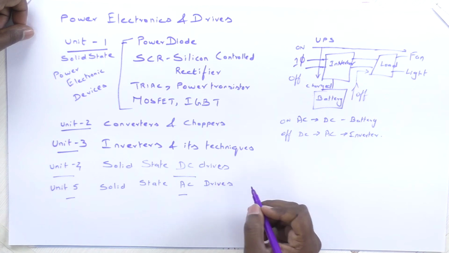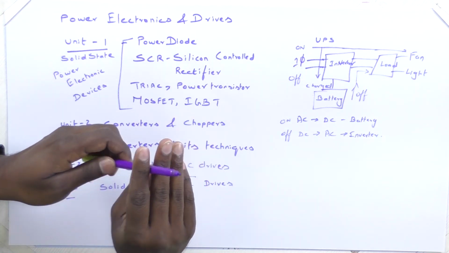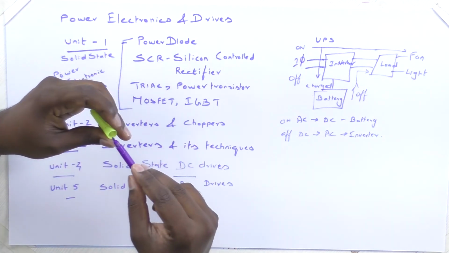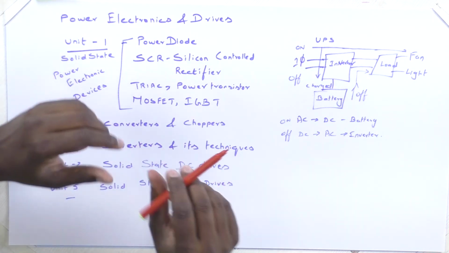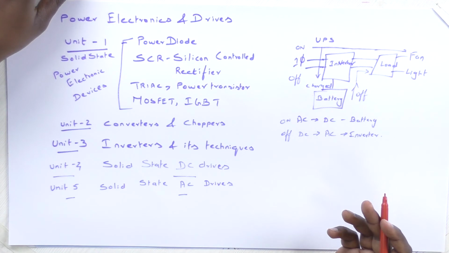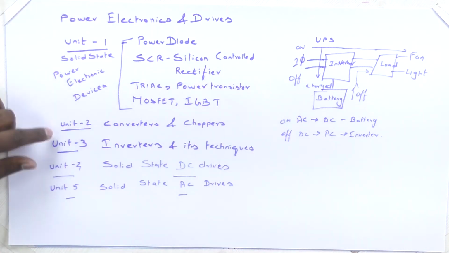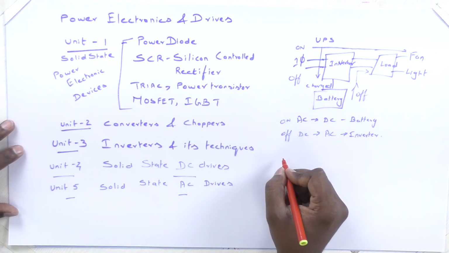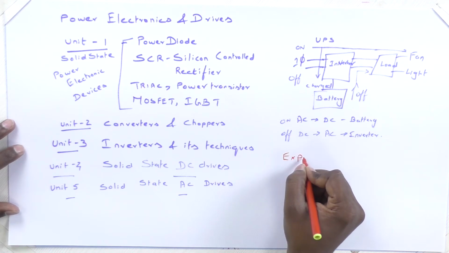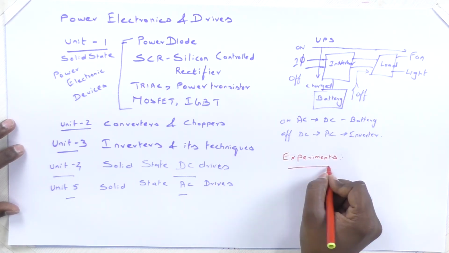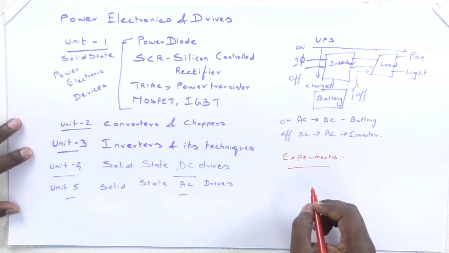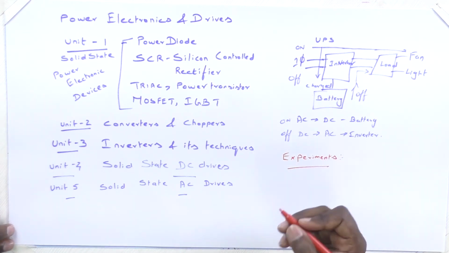So we'll talk about how to control the speed of an AC motor, and how I change the speed so that I can get some of the applications. So this is like an overall picture of what we study about, and there are a few experiments. Since this particular subject is a lab component, hopefully I will see how we get the experiments and I'll post it for you.